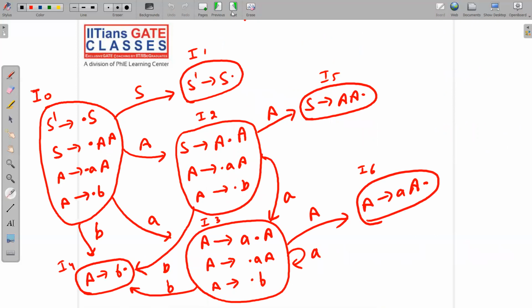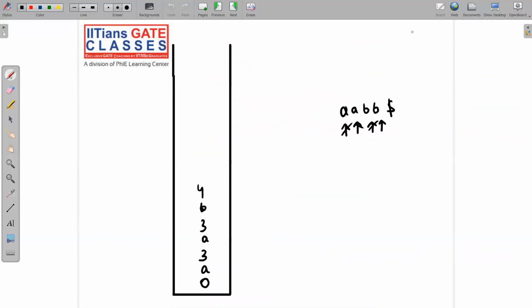Let me write it here. Again, I'm writing the grammar so that you get more clarity. S implies A, A implies a A or b. So what are the handles? Small a capital A, and small b. RHS are handles. And when exactly will they be handled? When we read them from the input string. So b is read from the input string. So now b is our handle.